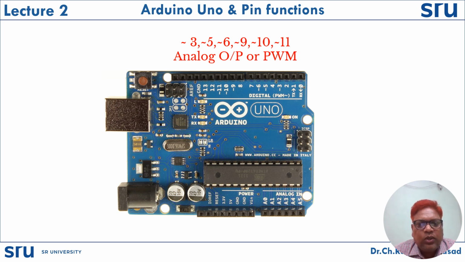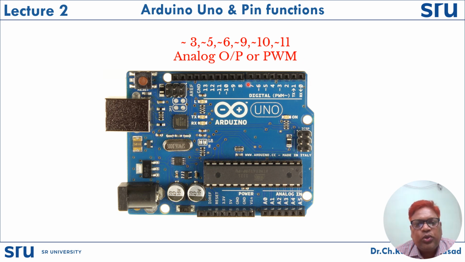Coming to analog output pins, if you observe the top numbers 0 to 13, some pins have a tilde symbol, which represents analog output or PWM signals. So here you can see the third pin, fifth pin, sixth pin, ninth pin, 10th pin, and 11th. These 6 pins are analog outputs or PWM signals.